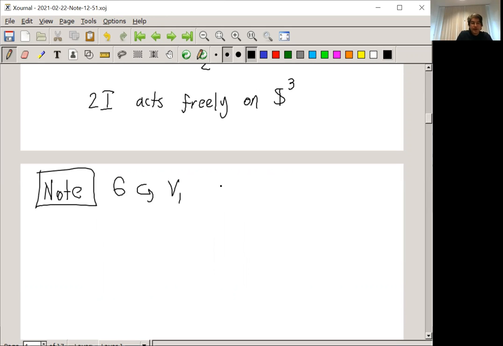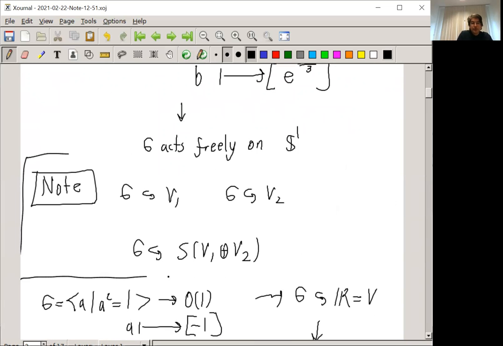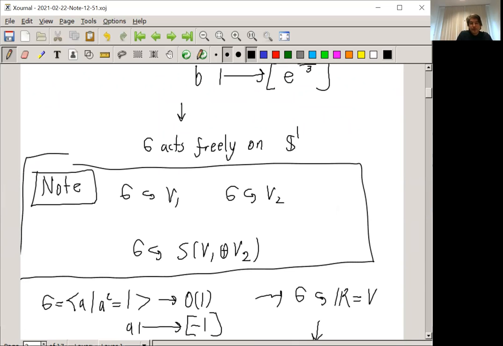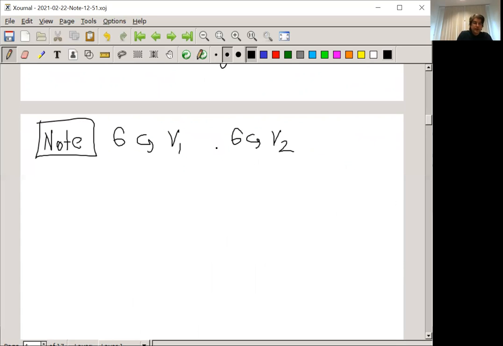Now, another note that I would like to mention here is if you have a G action on V1 and V2. So in the last note, we had actions on V1 and V2, and we put V1 and V2 together first, then applied a unitary and then took the unit sphere. But another thing you can do is to take the product. So now I should say that I'm starting to discuss actions on products of spheres.